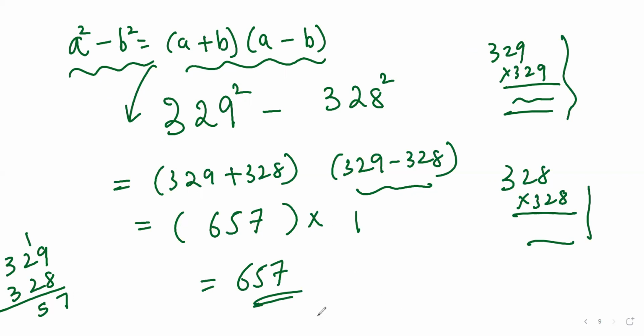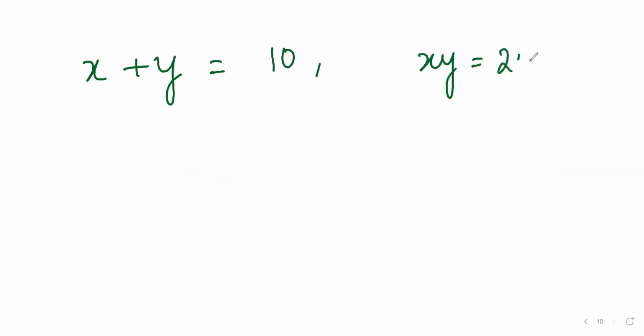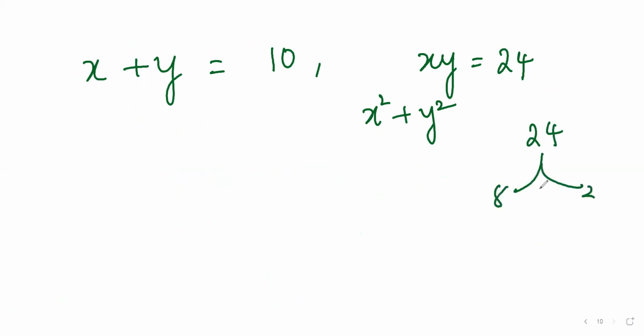So this is the application of your difference of squares. All right, and then you can have MCQ problems like: x plus y is equal to, let's say, 10, and x into y is equal to 24. The question is, find x square plus y square. Remember, children, when I say x into y is 24, see all the possibilities of 24. You can say 8 into 3, 12 into 2, 6 into 4.